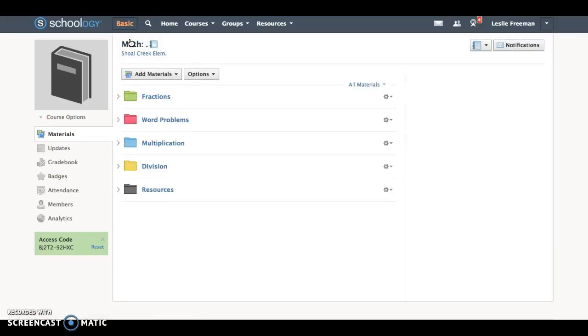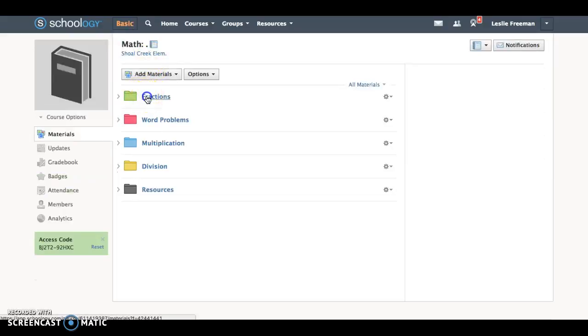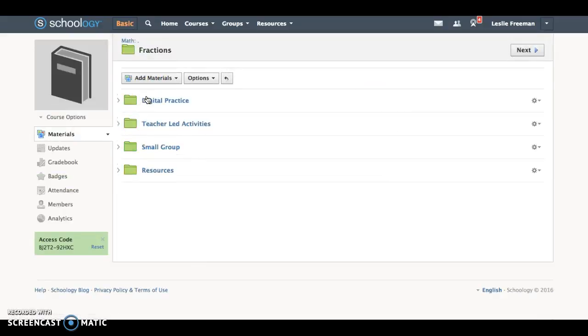All right, looking again at the math, I have made some small subfolders inside each of these that have to do with those stations. So the digital practice, the teacher led, and then that small collaborative group. I also put a resource folder in each one of these if there were specific resources for that topic. So I did not flesh out multiplication, but I did go ahead and take care of fractions. A lot of things have changed in fractions as far as standards, so I wanted to look that over anyway, so it gave me a good reason to look at it.